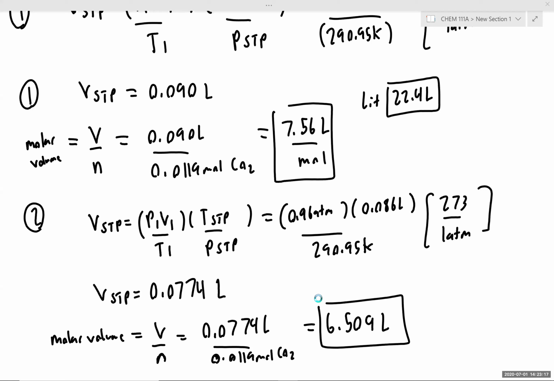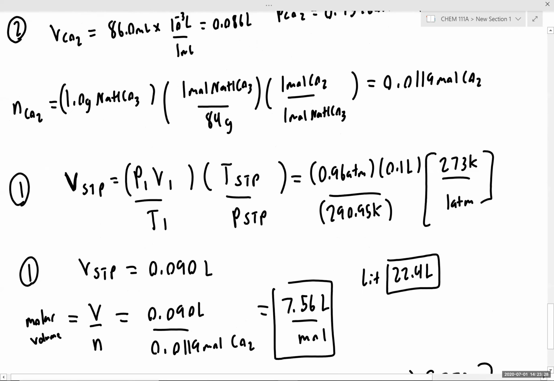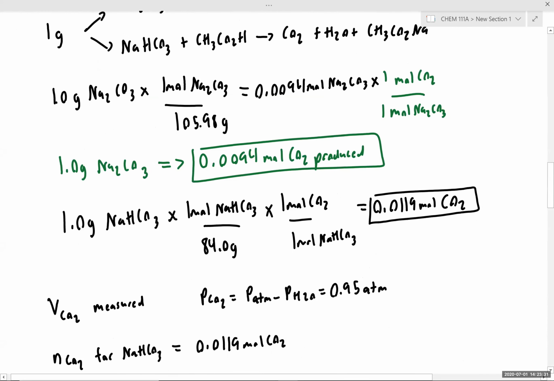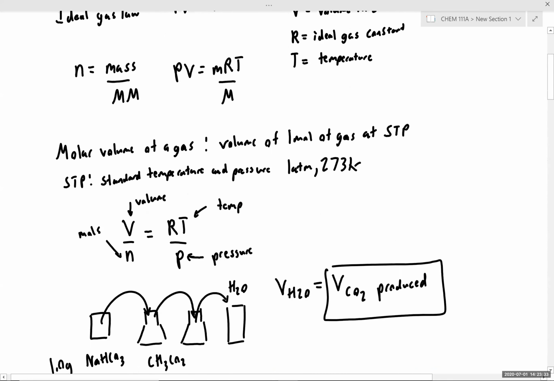Any questions so far on this example? Any questions so far on the calculations? So let's just do a quick run through from the start.